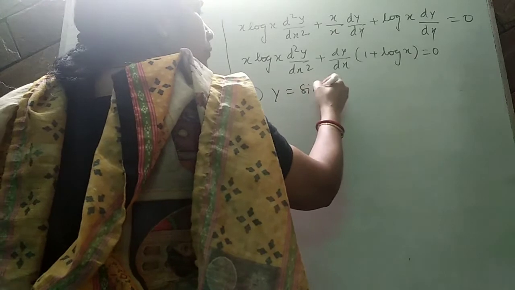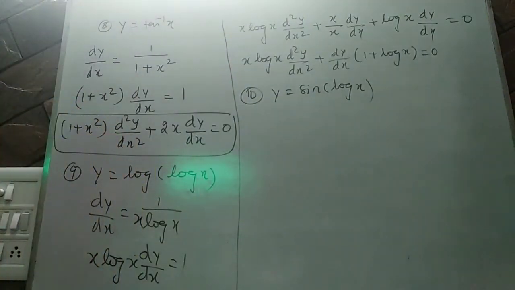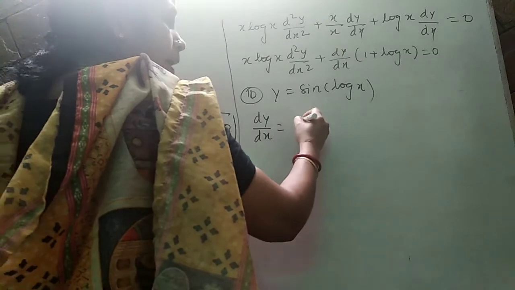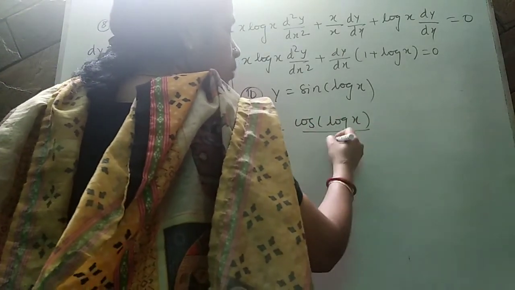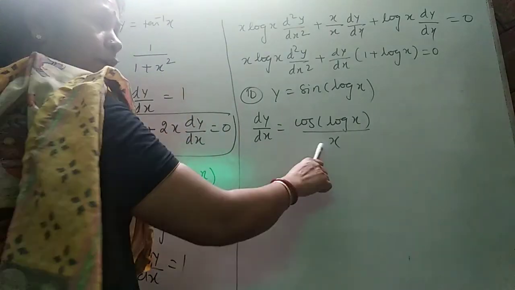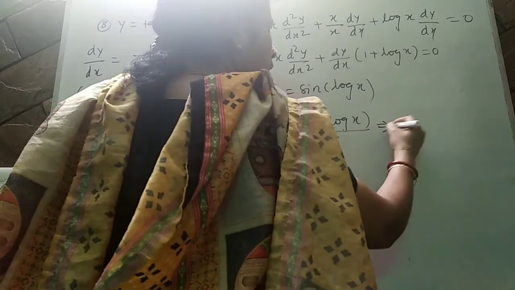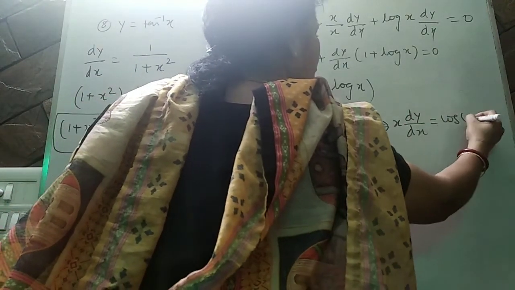y equal to sine of log x, as they have given here. This is also one of the repeated board questions, a prove that question. Now listen, first let me do the first derivative, dy by dx. The differentiation of sine is cos of log x into the differentiation of log x, 1 by x. Now, I told you to try to avoid the quotient rule in the second derivative, so take x to this side. So x into dy by dx equals cos of log x.